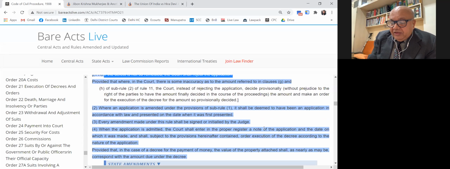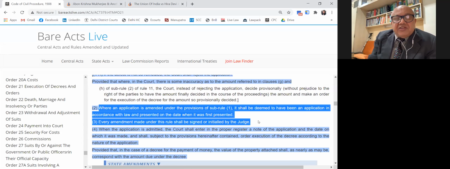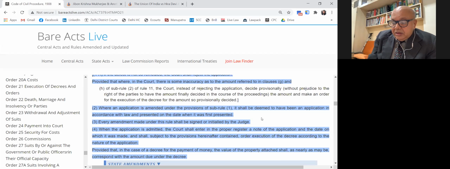Then sub-rule 3 says every amendment under this rule shall be signed by the judge. Then after the removal of objection, granting of the amendment, the court is normally liberal. Suppose the application is straight away rejected, it will give scope for red tapeism and corruption in the court of law. That is why an opportunity is given to the decree holder. So if your application has objections, namely the certified copy is not there, the plan is not there, the description of the property is not there, you have not correctly mentioned the application, please remove it. Affidavit is not there.